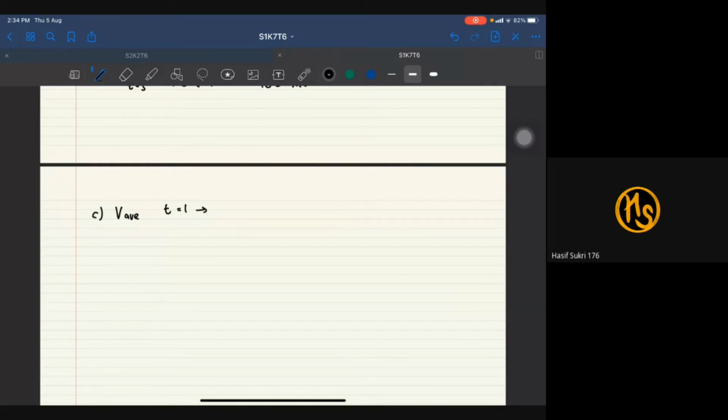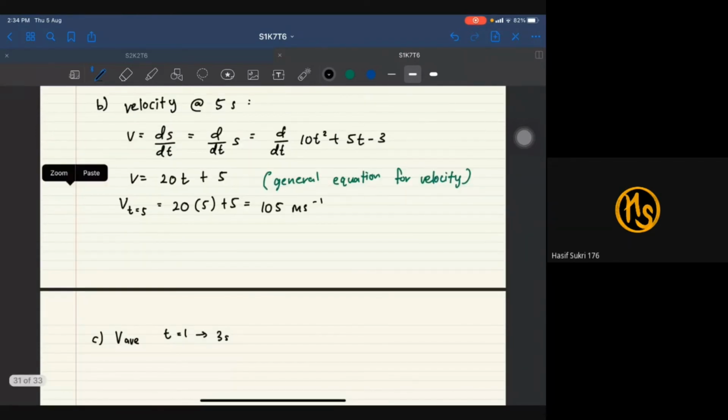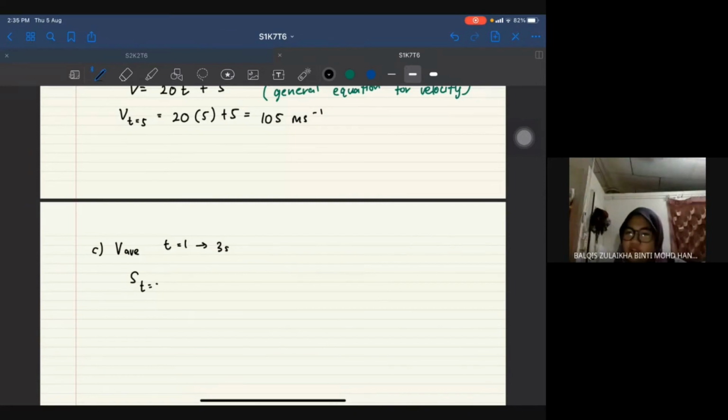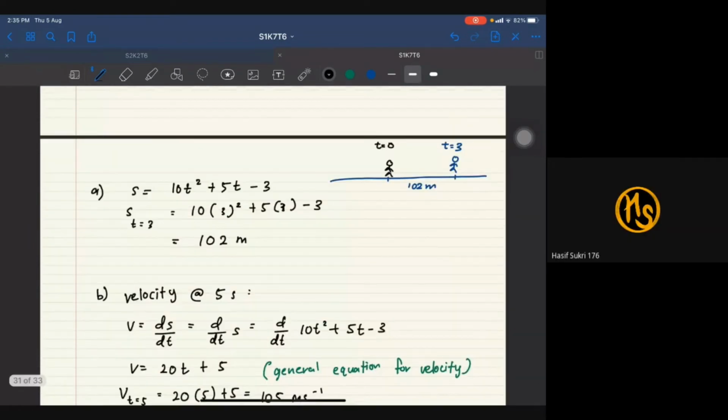S2 minus S1 over T2 minus T1. Kan? Sorry, Asif. So macam ni kamu nak kira? Guna average, formula average velocity tu. Okay, so kamu kira dia punya apa dulu? Displacement. Okay, displacement bila time equals to berapa? One dengan 3. Okay, 1 dengan 3. So macam mana kita nak kira displacement, kita substitute je lah kan? Ya. So kita pergi balik.